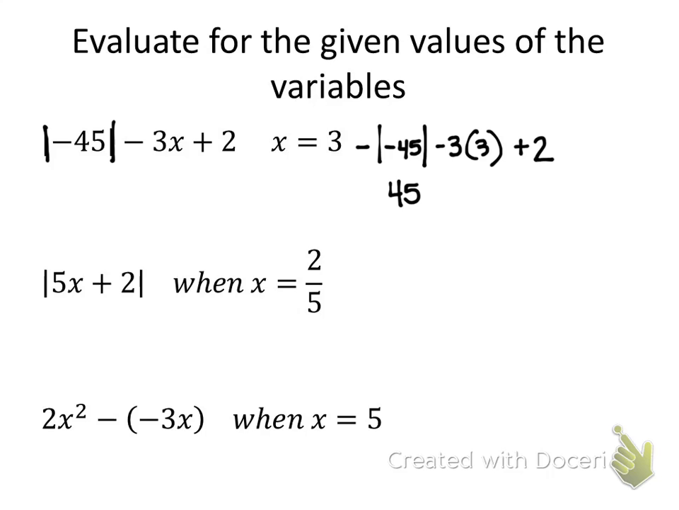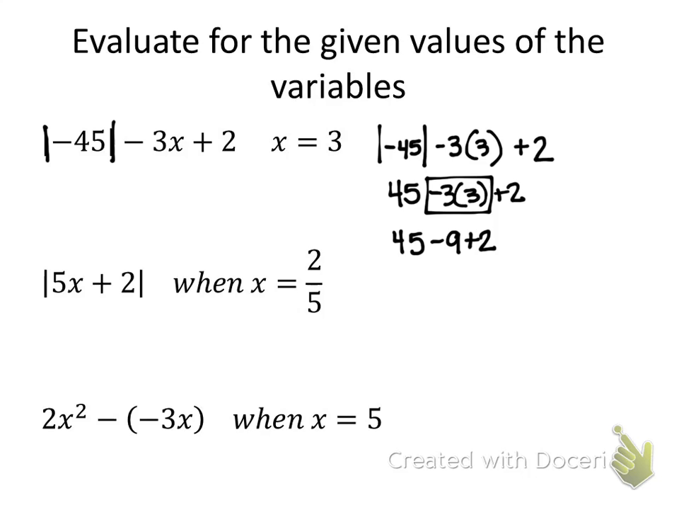Now, what if there was a negative sign on the outside? What would I do, Josh? Exactly. That negative has to be in my answer, but I don't have that. So I know the absolute value of negative 45 is 45. Now I've got minus 3 times 3 plus 2. Question, would I do 45 minus 3 first? No. I've got to do multiplication. Negative 3 times positive 3 is what? Negative 9. 45 minus 9 plus 2.